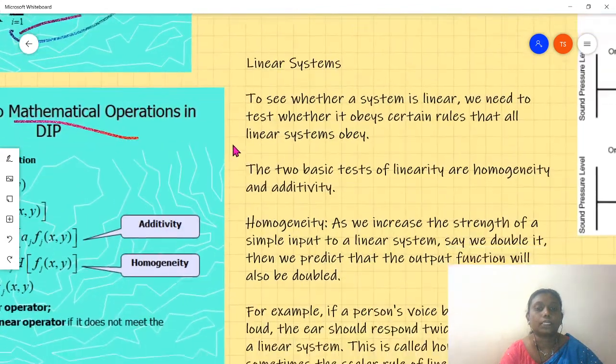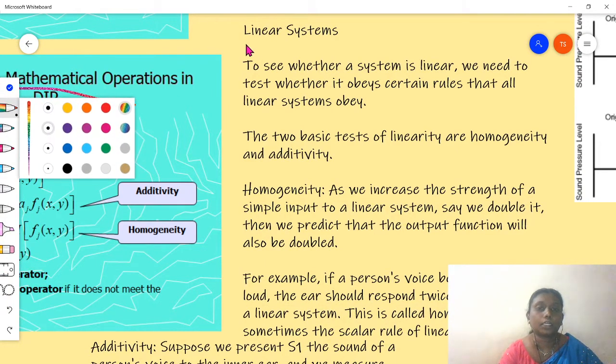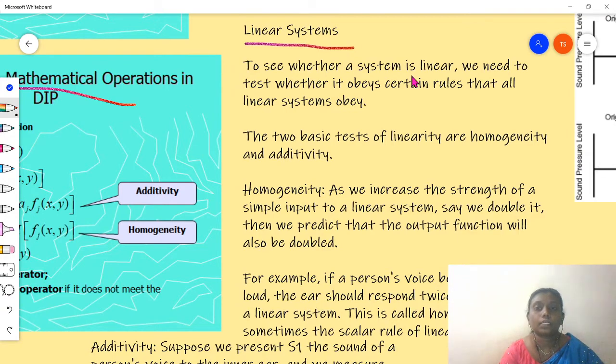So see, for example, the linear system. What is the definition of a linear system? To see whether a system is linear, we need to test whether it obeys certain rules. What are those rules the linear system obeys? The two basic tests of linearity are homogeneity and additivity. We have to test these two rules, and if they are obeyed, then it is a linear system.